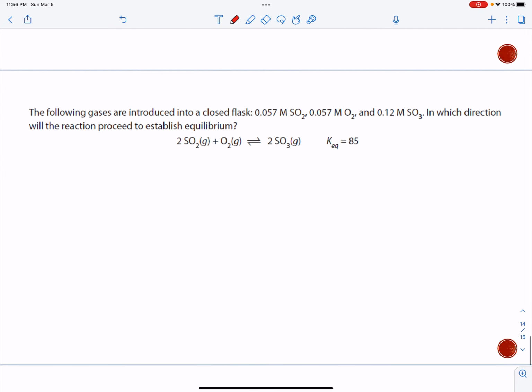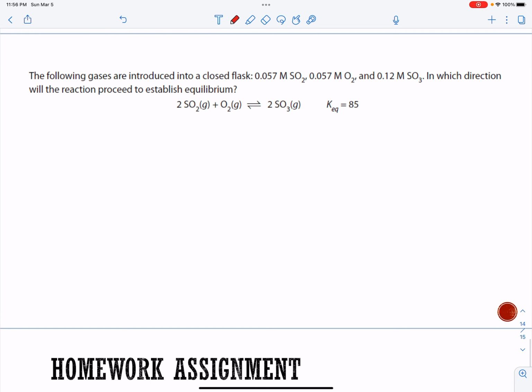So I've got one example of that problem. It says the following gases are introduced into a closed flask. Okay, so we've got this closed flask. We've got 0.057 moles per liter of sulfur dioxide, 0.057 moles per liter of oxygen, and 0.12 moles per liter of sulfur trioxide. And it says, in which direction will the reaction proceed to establish equilibrium? So it says we're introducing these gases to a closed flask. That means that these gases are not at equilibrium. At least they're probably not.